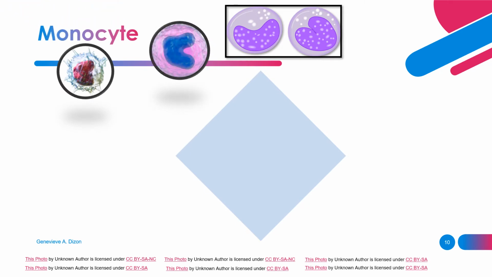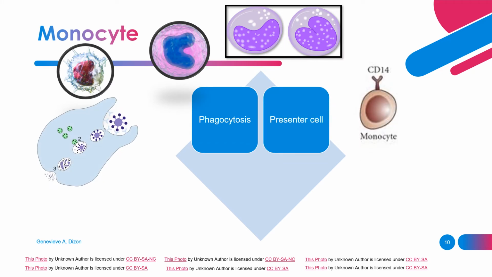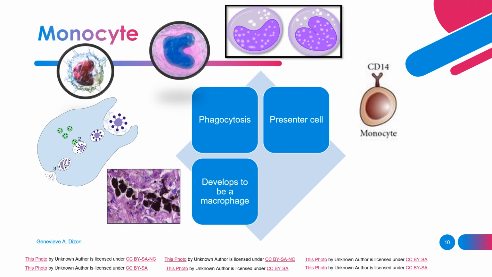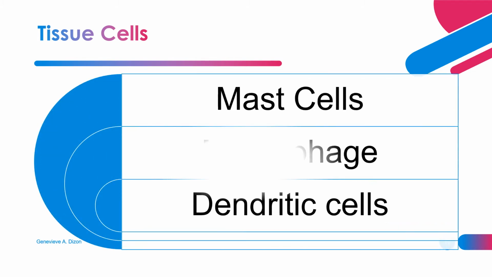Another type of cell is the monocyte. The monocyte is a mononuclear cell that is involved in the phagocytosis process. They also present antigens to the lymphocytes, and they migrate to different tissues to become a macrophage. They respond to chemotaxins for defense. The third type of immune cells with the secondary line of defense are the tissue cells. These are cells located in different tissues. We have the mast cells, macrophage, and dendritic cells.